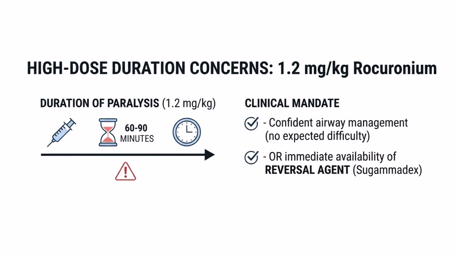If a higher dose of 1.2 mg per kilogram is used for rapid sequence induction, a longer duration of neuromuscular blockade should be expected. At this dose, muscle relaxation typically lasts for 60 to 90 minutes. Therefore, this dose should be used only when difficult tracheal intubation is not anticipated or when an appropriate reversal agent is immediately available if required.